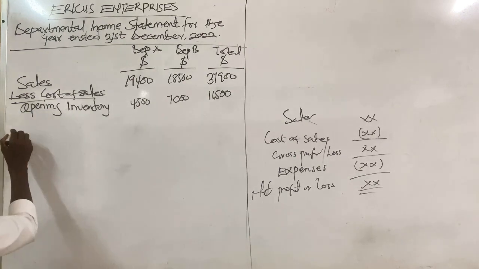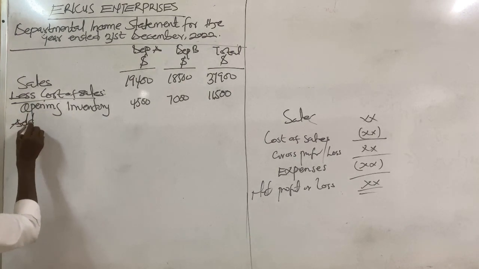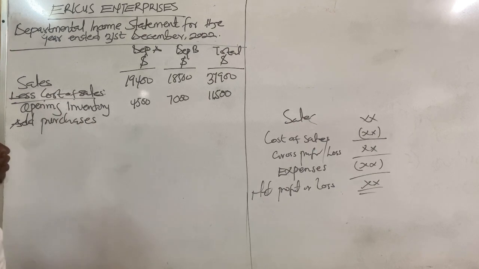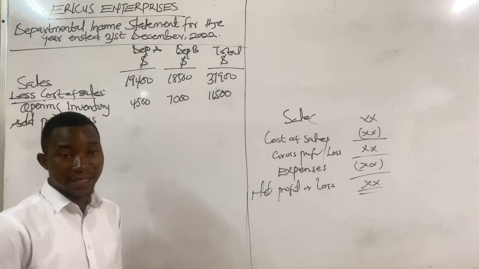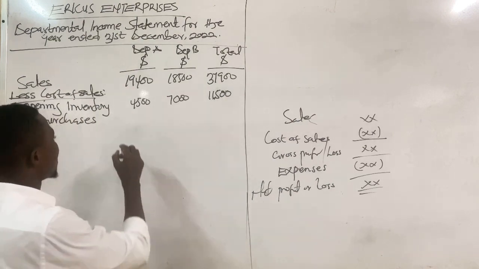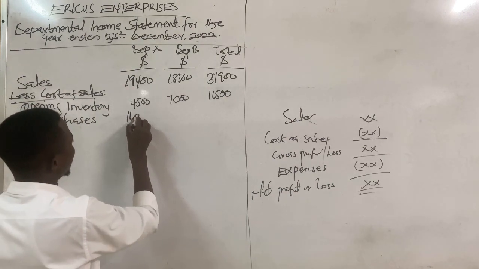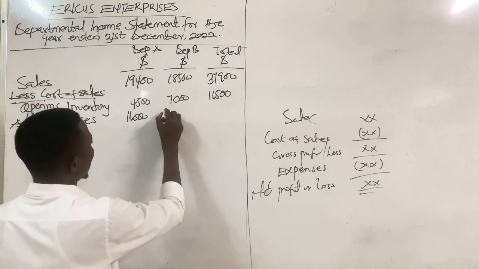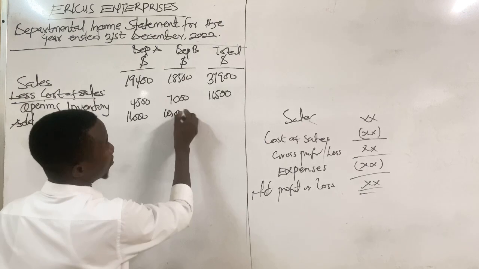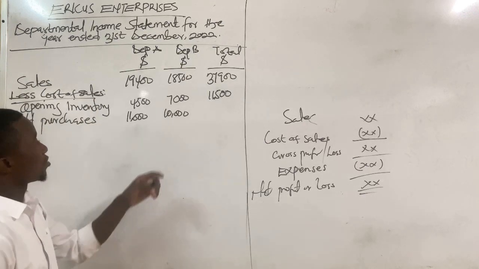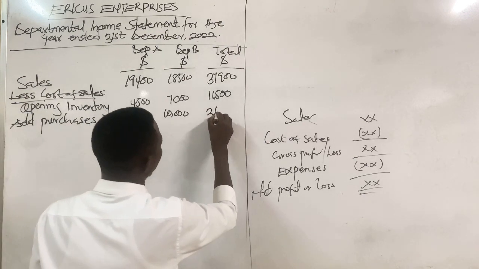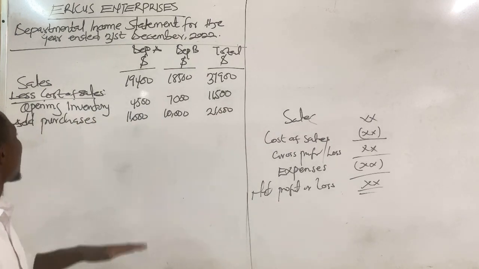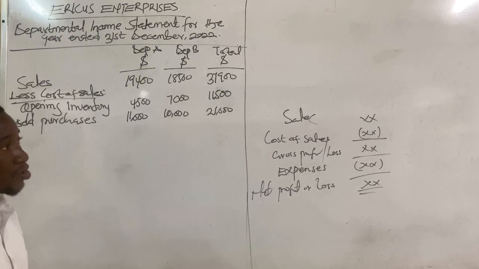Okay, so we have to add our purchases. And our purchases from the question for Department A is 11,000. For Department B, it is an amount of 10,000. Okay, making a total of $21,000. Okay, so now we are done with the purchases components.